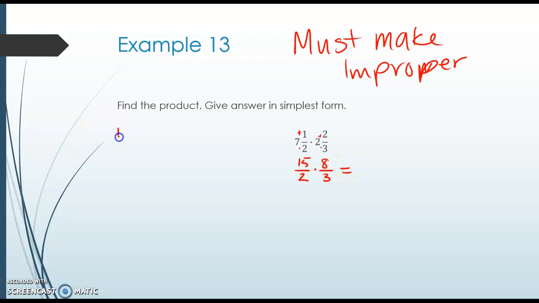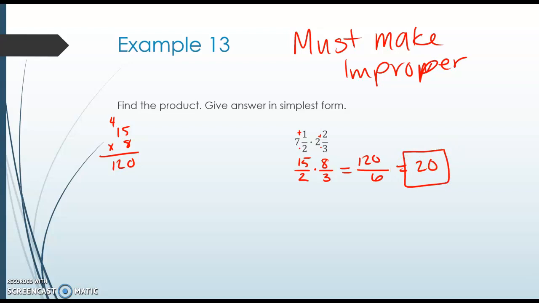straight across. So we're going to take 15 times 8, so 8 times 5 is 40. And 8 times 1 is 8 plus 4 is 12. So we got 120 going on there. So 120 over 2 times 3 is 6. From here we simplify, right? 6 divides into 120 20 times. I know that because 6 goes into 12 twice, and then we have the 0 at the end. So 20 is our answer.